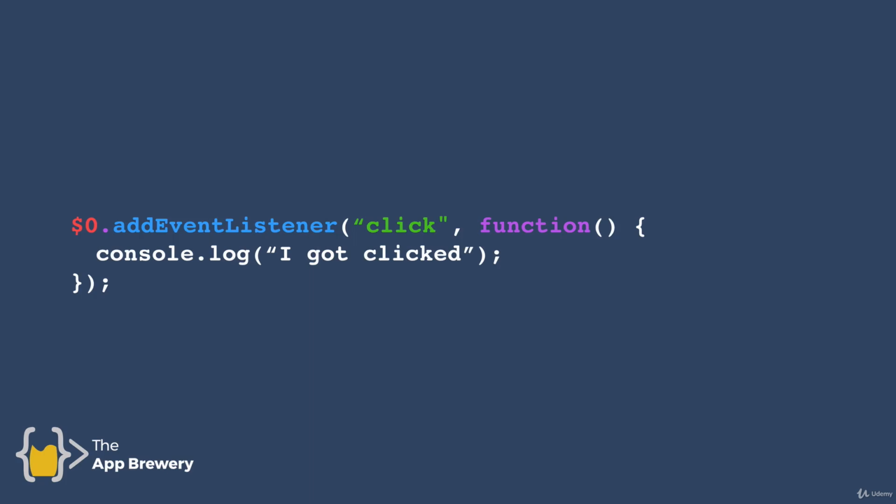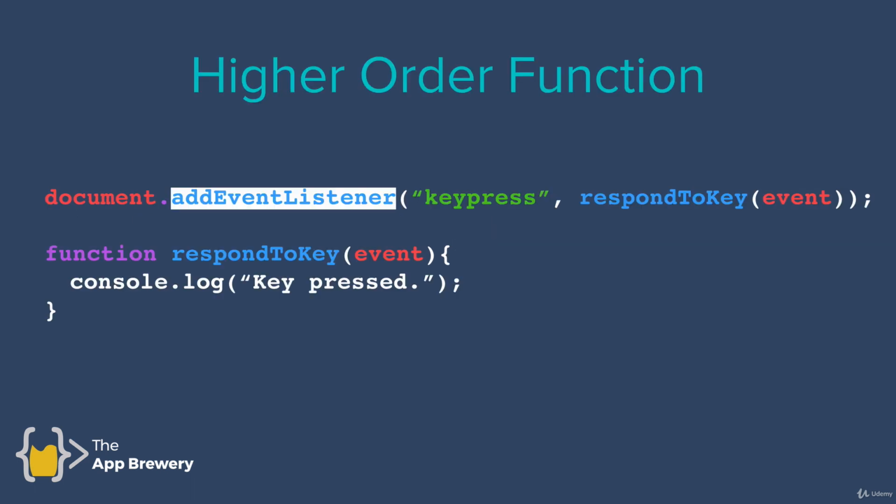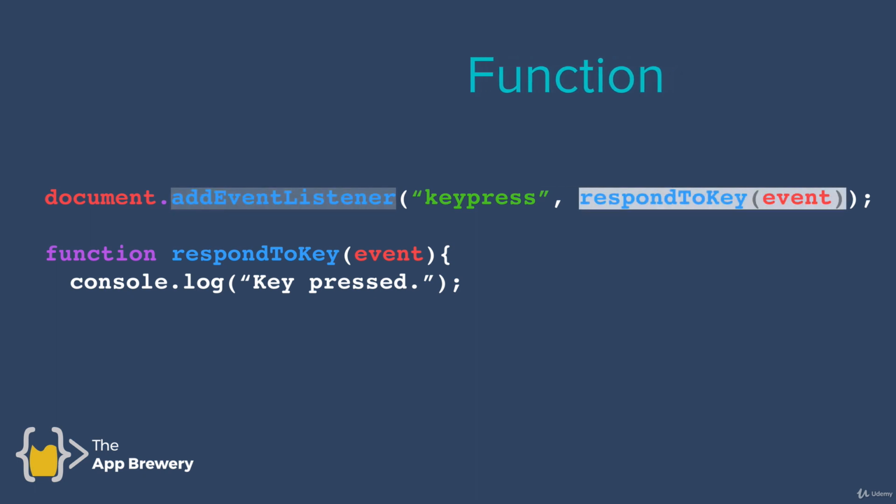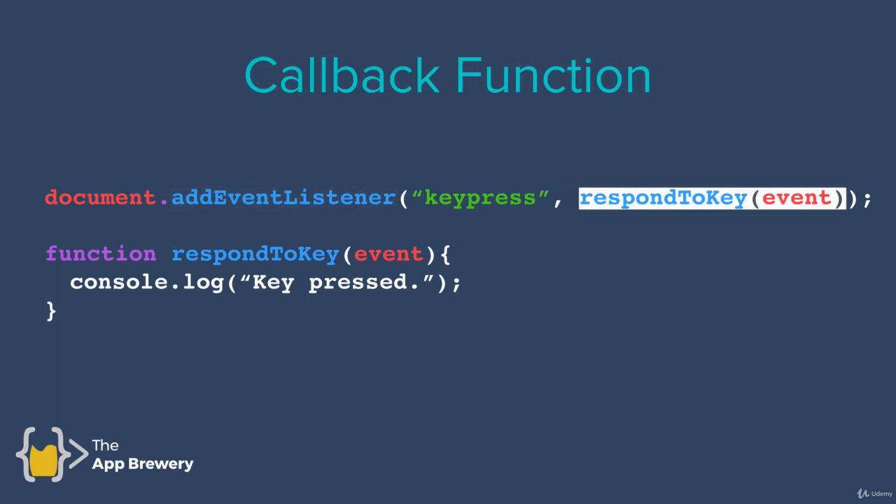Now, in previous lessons, we saw how JavaScript allows us to create higher order functions. When we talk about higher order functions, we're referring to the function that's able to take functions as inputs. So in this case, the add event listener is our higher order function, as it takes the respond to key function as an input. Now, what about the other side? What about the function that gets passed in as an input?